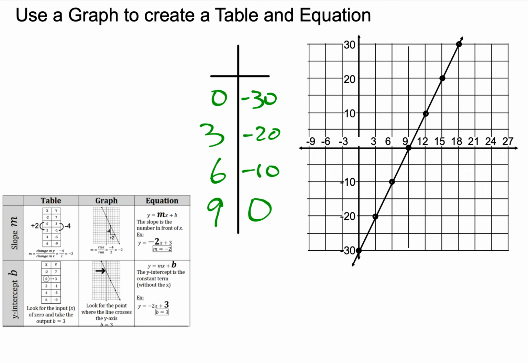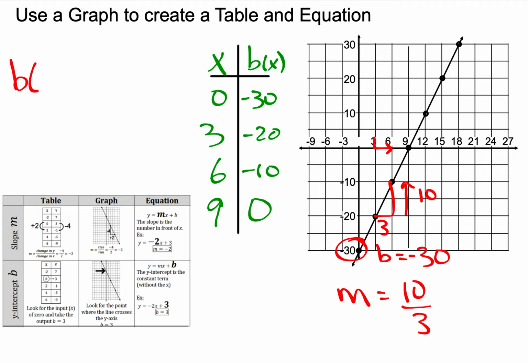Now for the equation, we need to just find slope and intercept. Intercept, of course, is negative 30. It's just right here. The slope, got to be careful here. The rise is 10 because I'm going from negative 20 to negative 10. The run is 3 because I'm going from 3 over to 6. So that gives us a slope of rise 10, run 3, 10/3. Well, let's give it in function notation. Let's make this b of x.